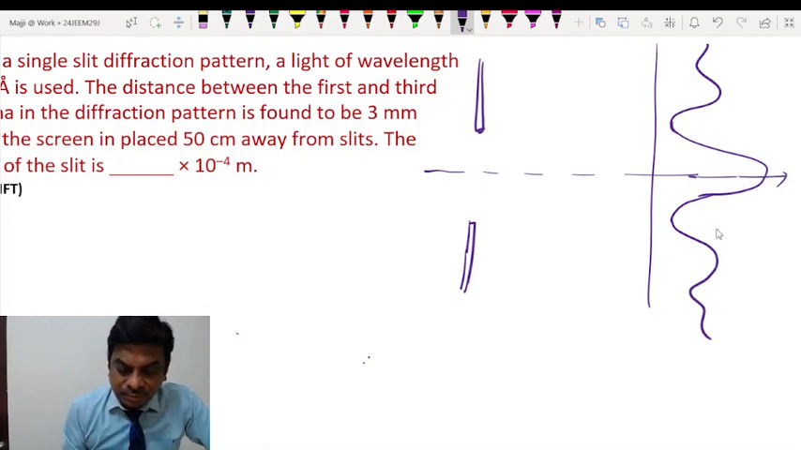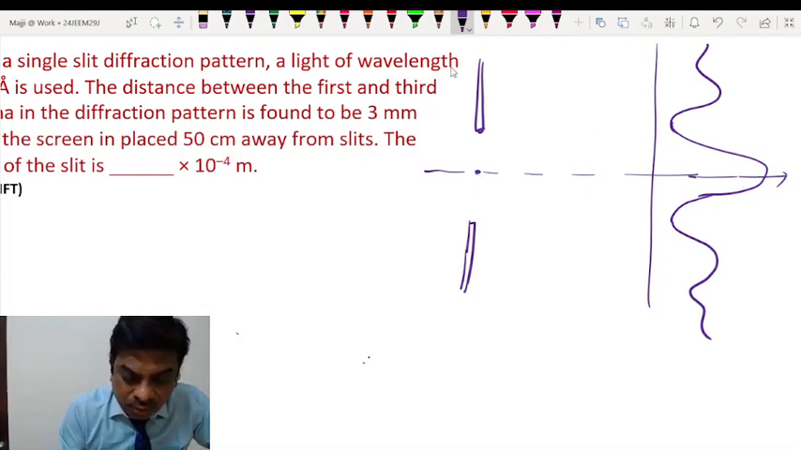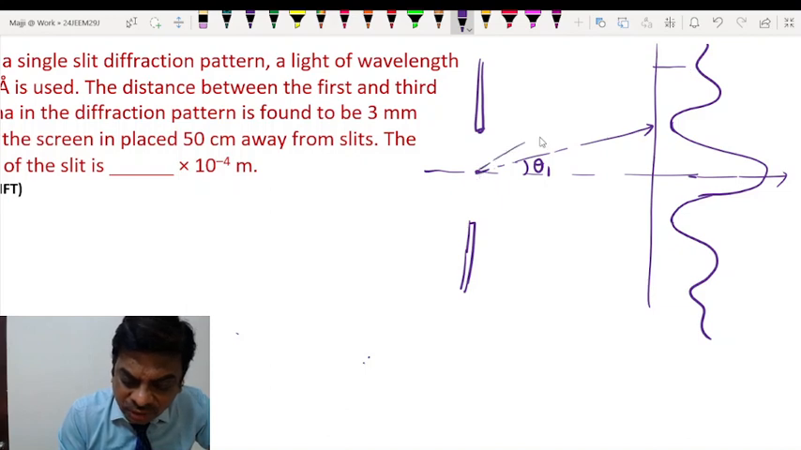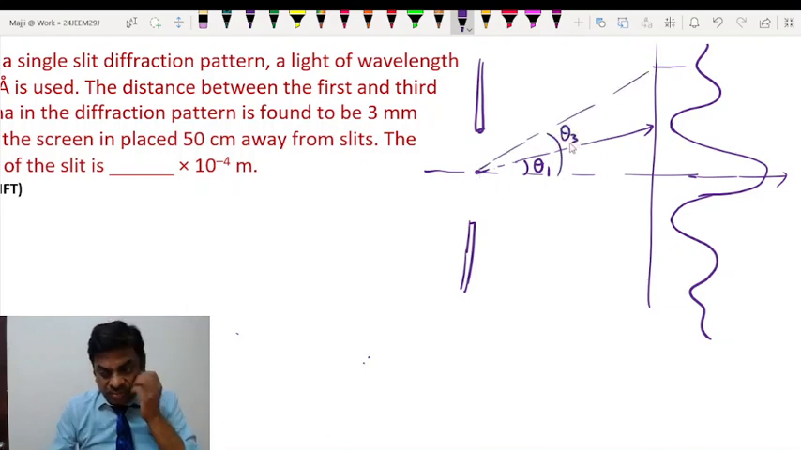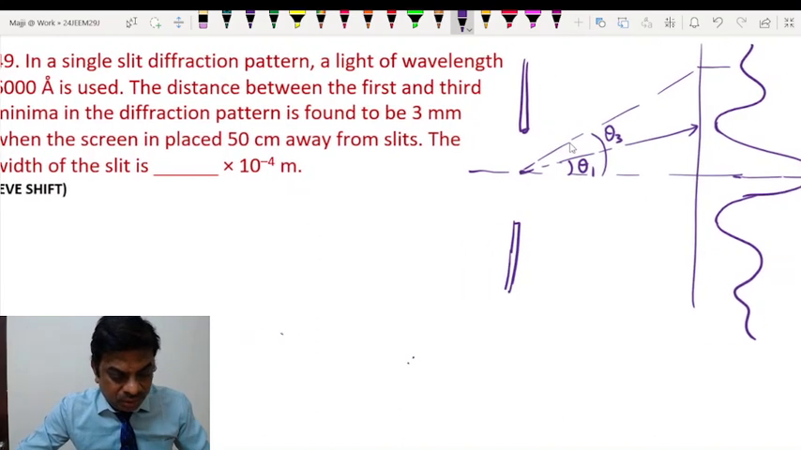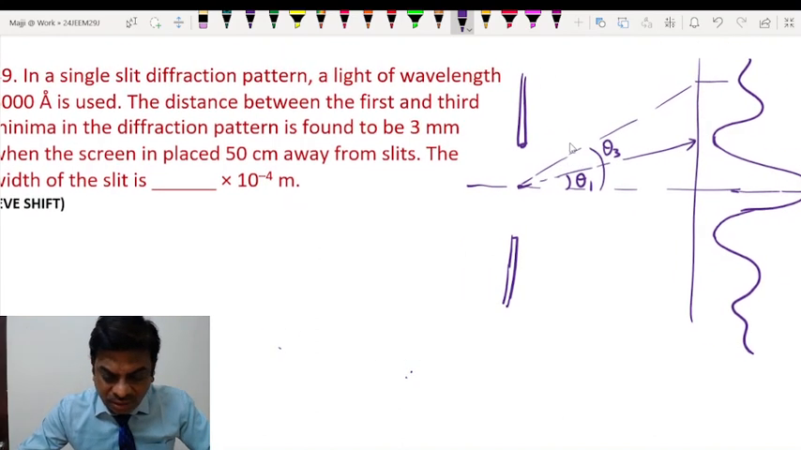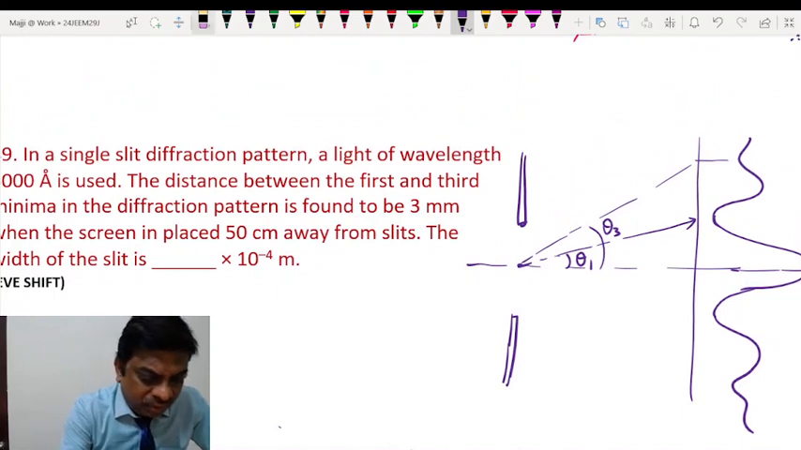Okay, students. So this is the position corresponding to the first minimum, whereas this is the position corresponding to the third minimum. So first and third. So I hope we should go with this.